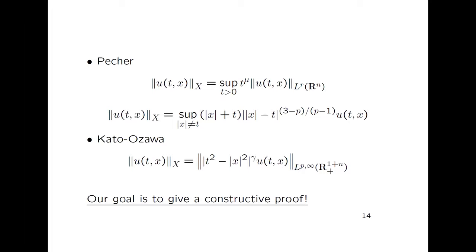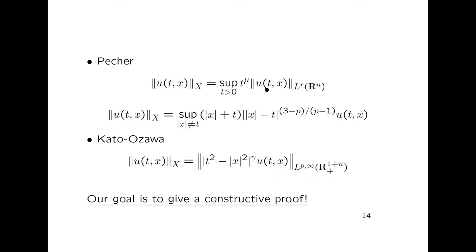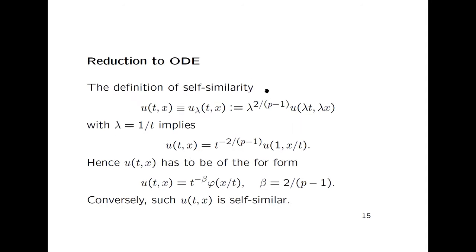But our goal, maybe my goal, is to give another proof, another constructive proof, not by the contraction mapping argument, but by some constructive argument. This is our goal. I'll explain how to construct the self-similar solutions, step by step.